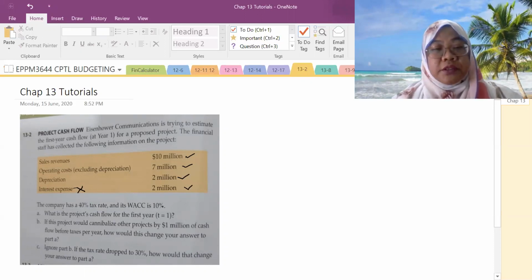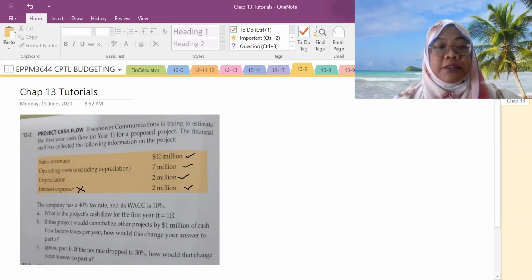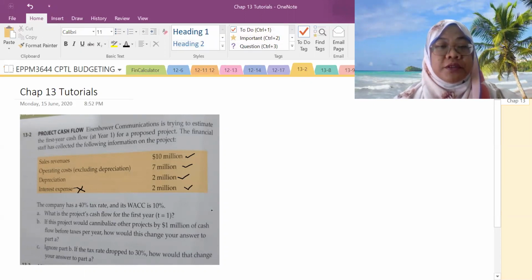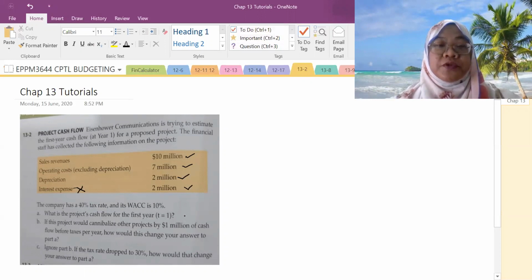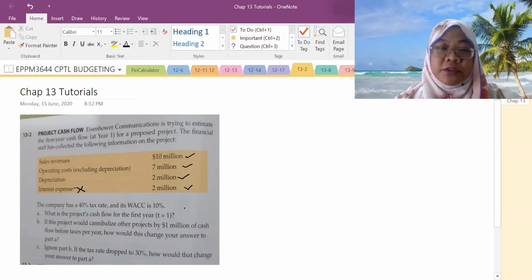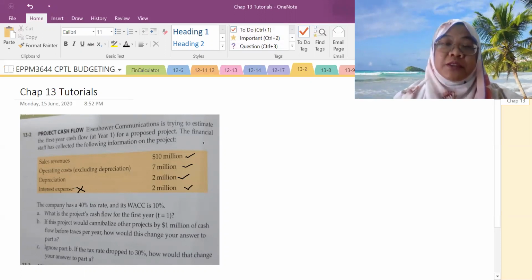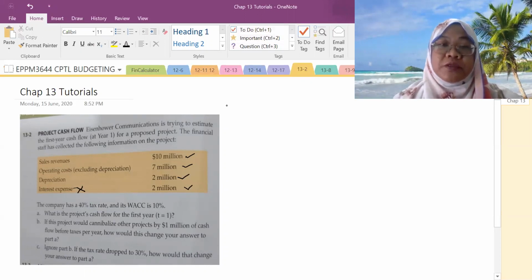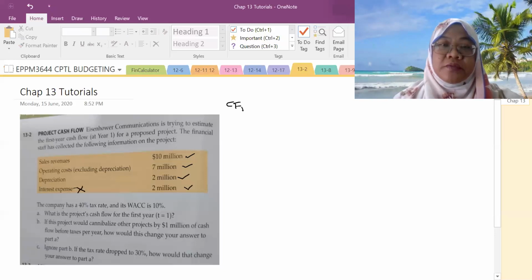Okay, and then ambil masa, fahamkan, lepas tu boleh teruskan dengan soalan pertama. Soalannya, what is the project's cash flow for the first year? Right, for the first year maksudnya selepas company ataupun project tu start operating. So soalan is asking on CF for year 1.